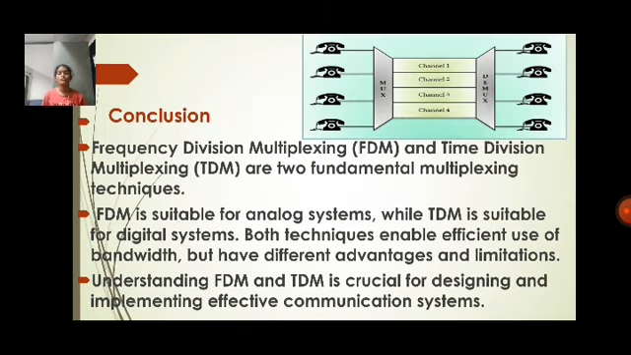And last, conclusion. Frequency division multiplexing and time division multiplexing are two fundamental multiplexing techniques. FDM is suitable for analog systems, while TDM is suitable for digital systems. Both techniques enable efficient use of bandwidth but have different advantages and limitations. Understanding FDM and TDM is crucial for designing and implementing effective communication systems.